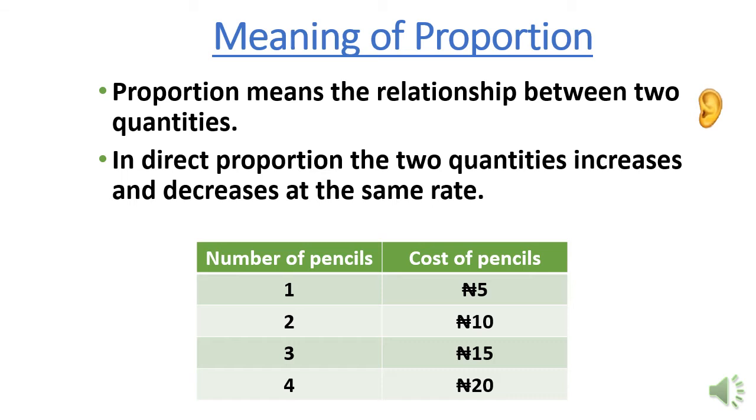Can you see anything peculiar about this table? If you watch closely, you see that as the number of pencils increases, the cost of the pencils also increases. That is, the number of pencils and the cost of pencils are increasing at the same rate. So there is a direct proportion. There is a direct relationship between the number of pencils and the cost of pencils.